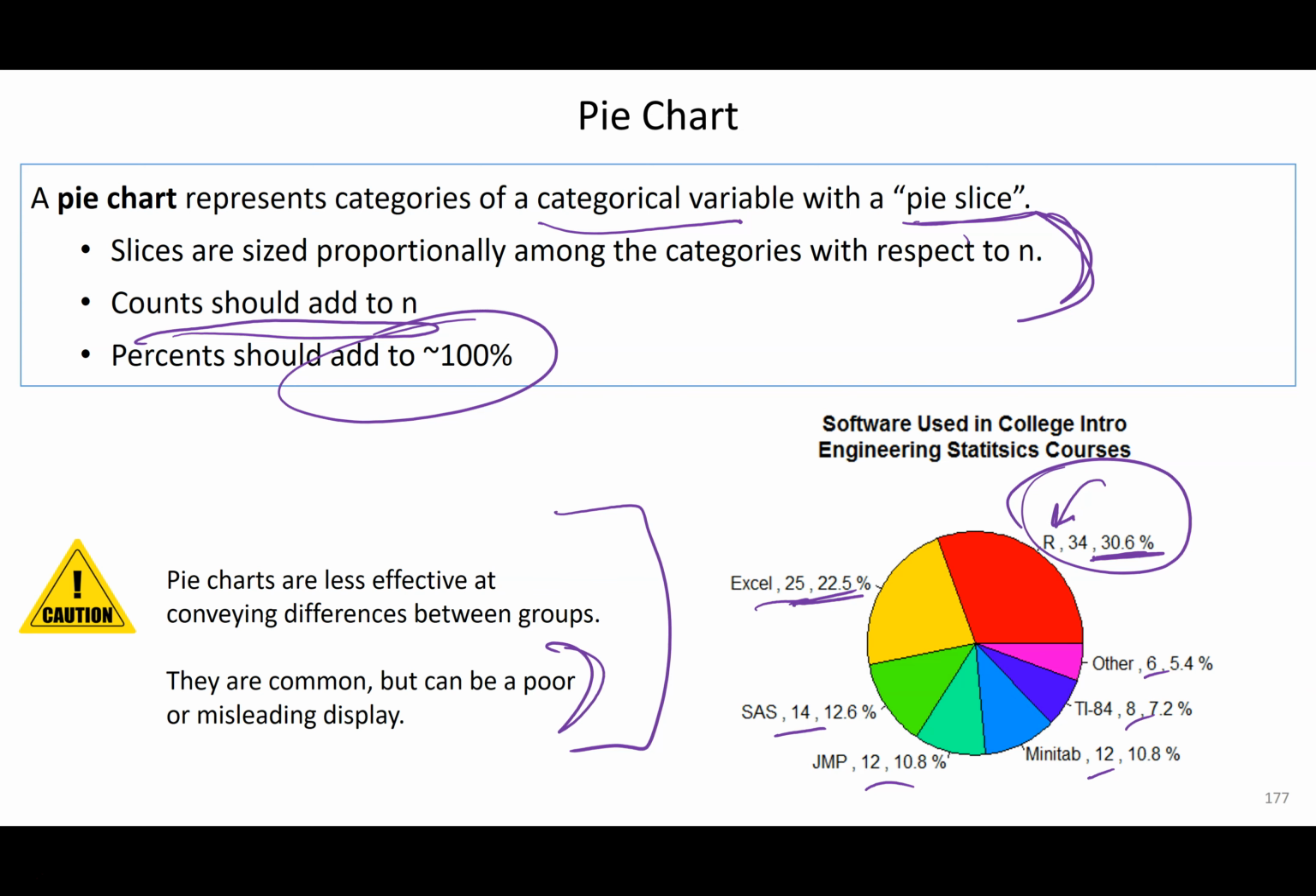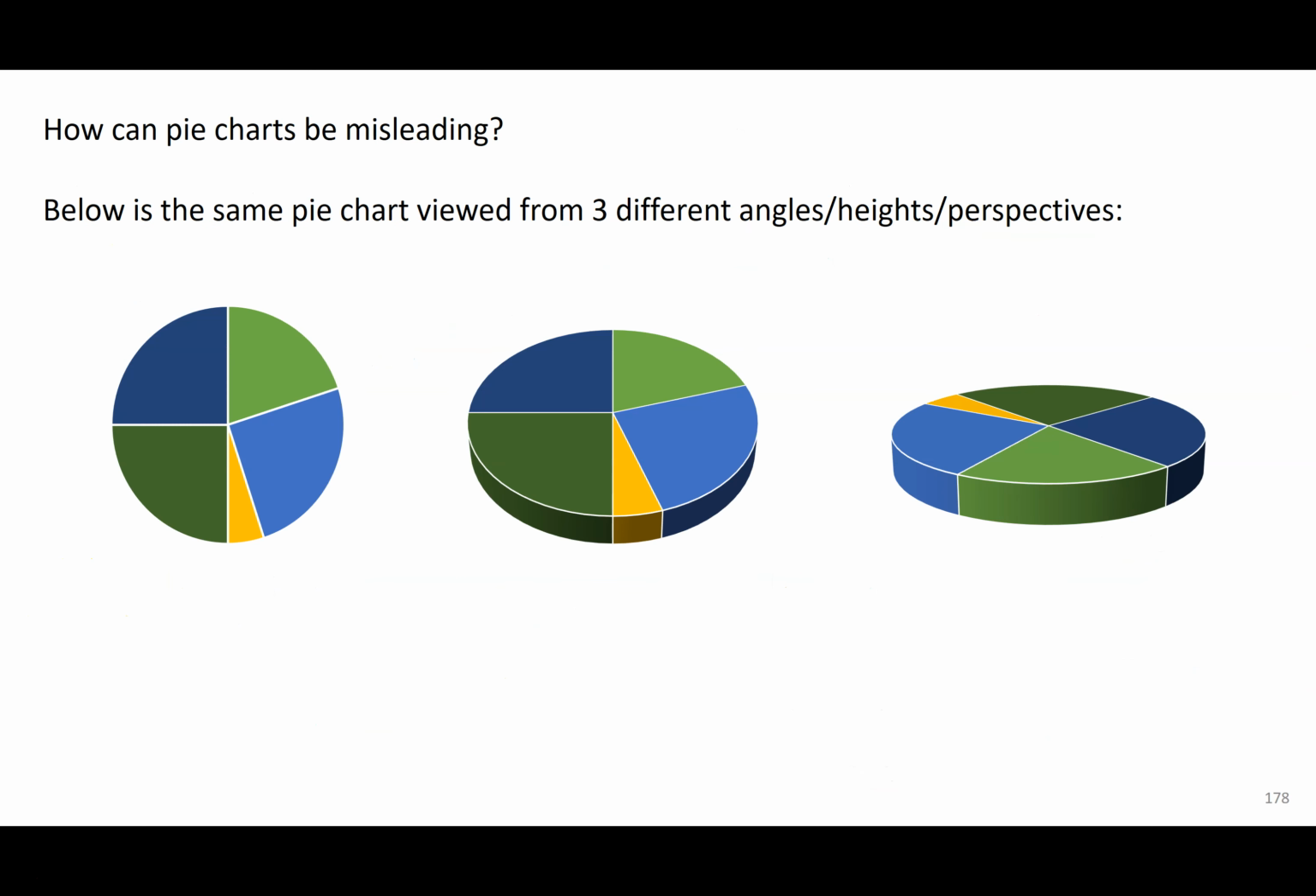So what I mean by that, how can they be misleading? All three of these pie charts are the exact same pie chart, but the angle I'm viewing it at versus the height that I'm viewing it at are all very different. So if you even focus on just this yellow wedge, it probably looks pretty similar on the first two, but it does look smaller because of the perspective. So absolutely the dimension and the perspective of the pie chart can make it very misleading very quickly. So definitely something to consider.